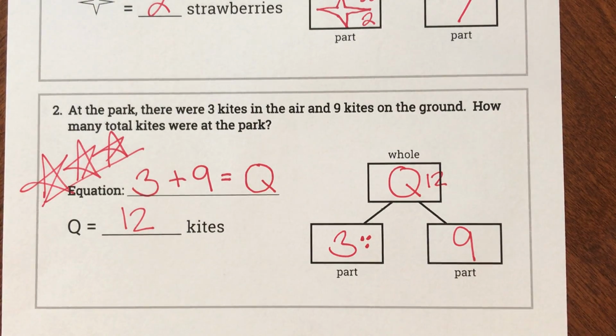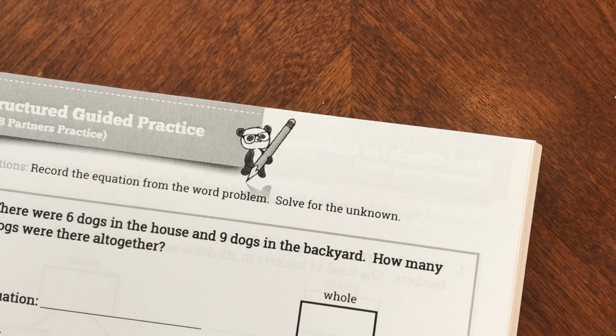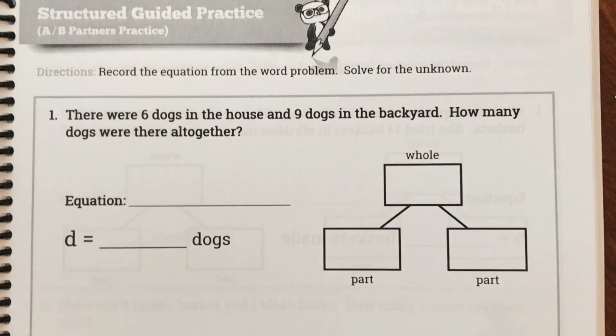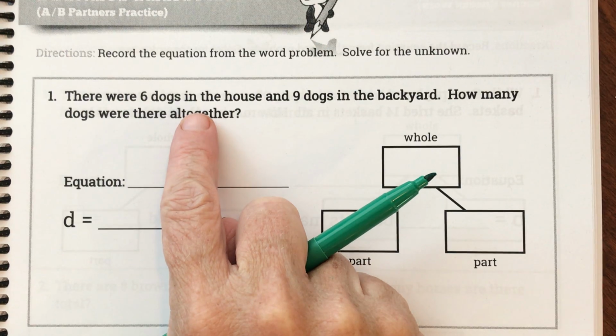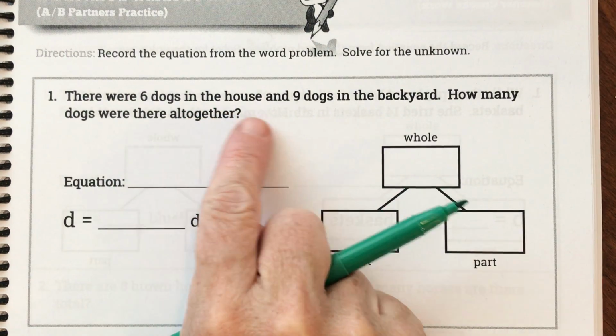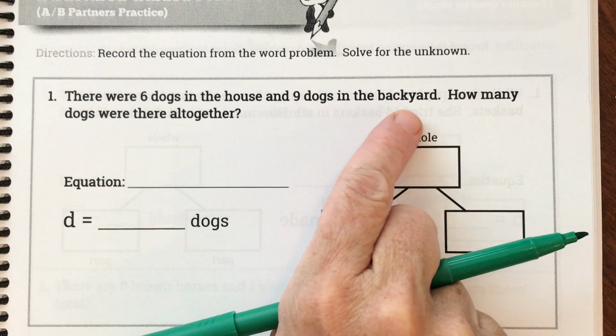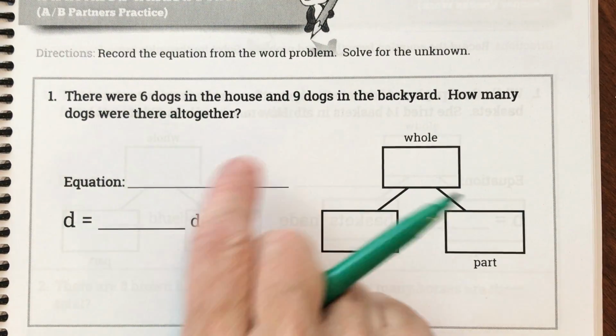Okay, let's do some of these together, boys and girls. We're on page 280. And here's our first problem. There were 6 dogs in the house and 9 dogs in the backyard. How many dogs were there all together? Okay, let's read that again. There were 6 dogs in the house and 9 dogs in the backyard. How many dogs were there all together?